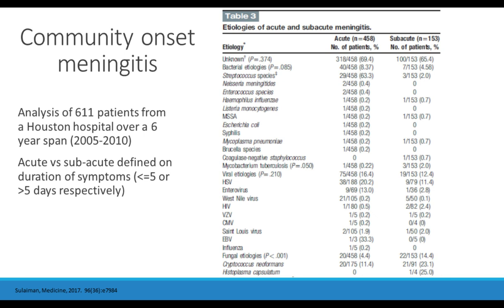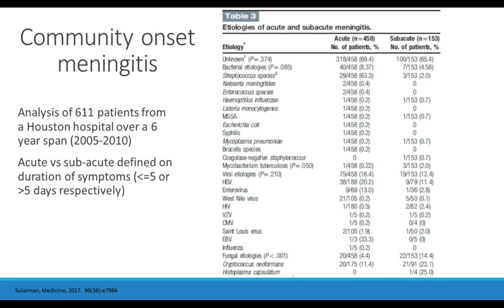Where you acquire the disease has a significant impact on what type of organism is causing the disease. We know this for a lot of infectious diseases, and the same is true for meningitis and encephalitis. So in this particular figure, we're looking at community onset meningitis by analyzing 600 patients in a Houston hospital over a 6-year span. They defined the patients as acute or subacute based on how long they had their symptoms, and they looked at where they found the organisms.